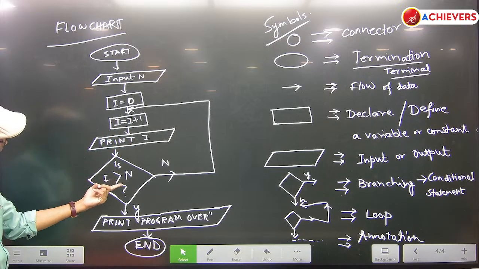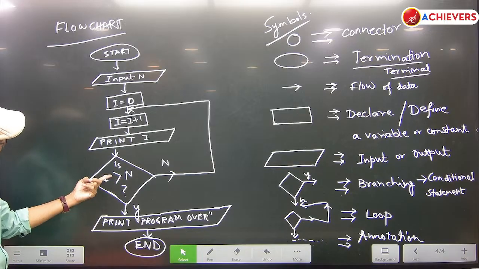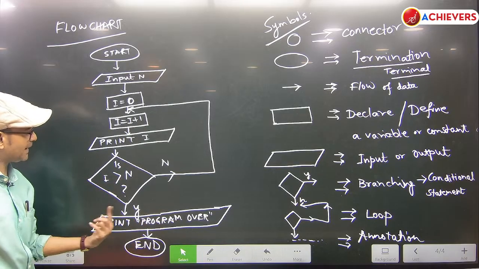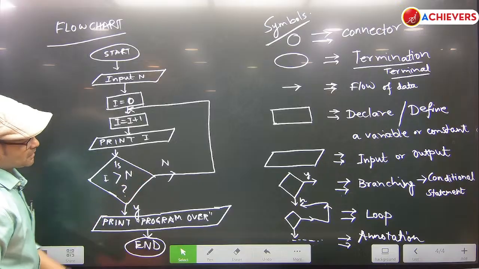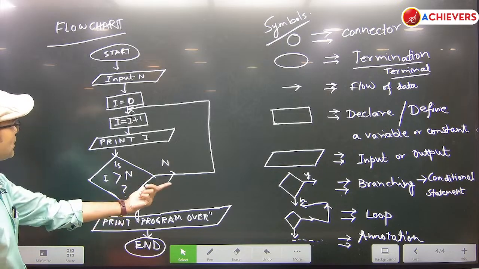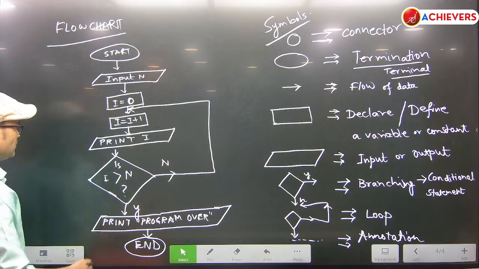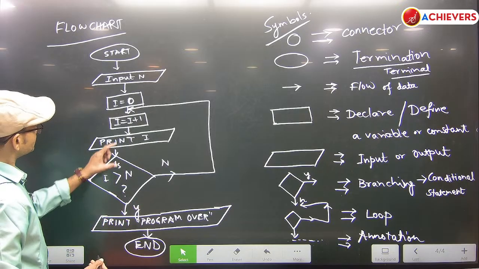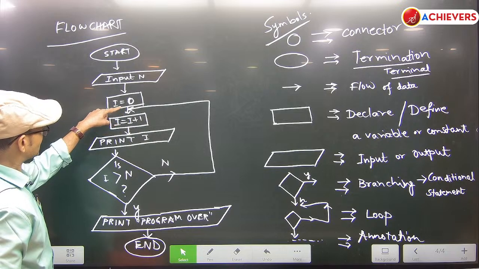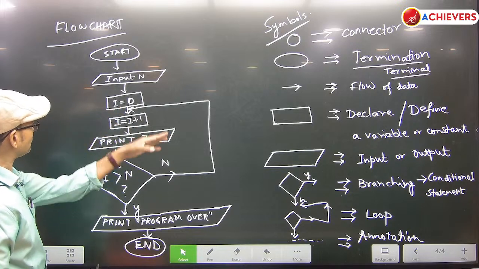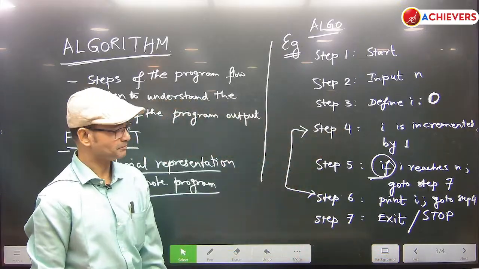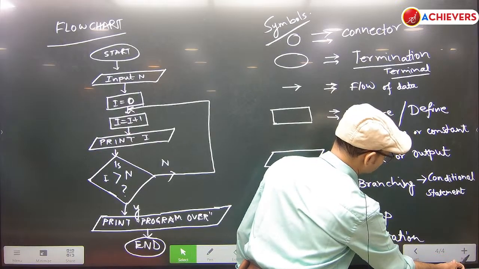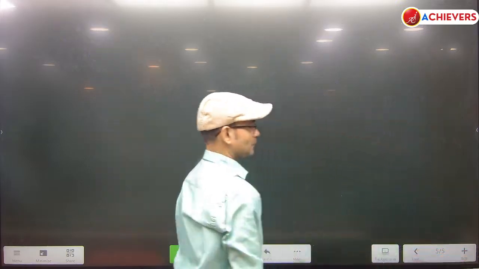Is I greater than n? Then we will be moving to program over, end the program. We are just writing program over. In the algorithm, we did not write program over. We have added this to help you understand better. And we move back to this particular step, I equals I plus 1, print I. That means you are moving back to step 4. That was represented as step 4 over here in the algorithm. Clear? So we move to the next step.